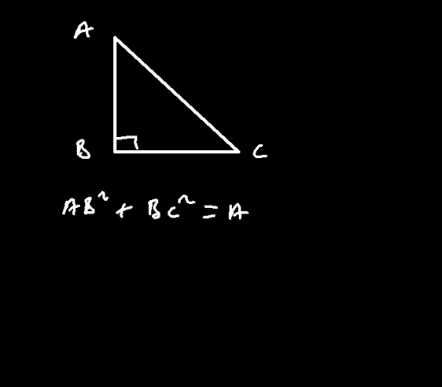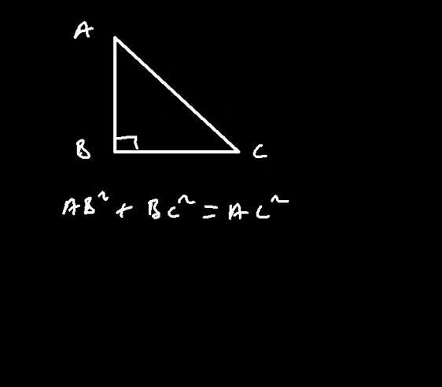If we have, let's say, a right angle triangle, let's say this is a typical right angle triangle, and this is the triangle ABC. So according to the Pythagoras theorem, it states that the side AB squared plus the side BC squared is the same as AC squared, and this is what we call the Pythagoras theorem, and this is known as the hypotenuse.